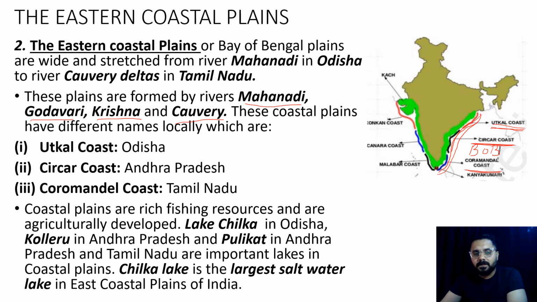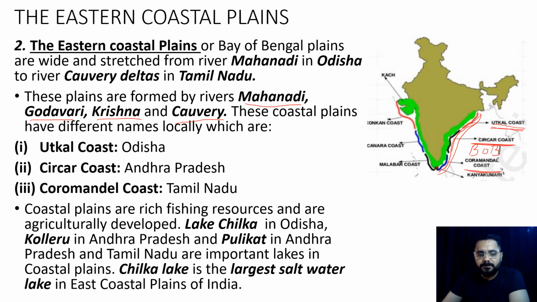Talking about the coastal plains, children, the eastern coastal plains also have different lakes. These coastal plains are very rich in fishing resources, and they are also agriculturally developed regions.